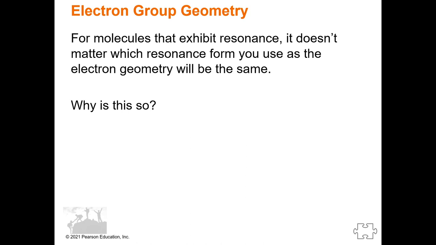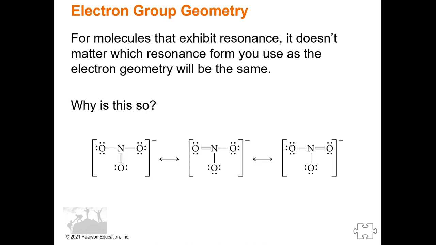Before we get into the different electron geometries, we need to revisit resonance. So here, it doesn't matter which resonance structure you use, because they're all going to be the same thing when you're trying to figure out electron geometry. So here are the three resonance structures for the nitrate polyatomic ion.